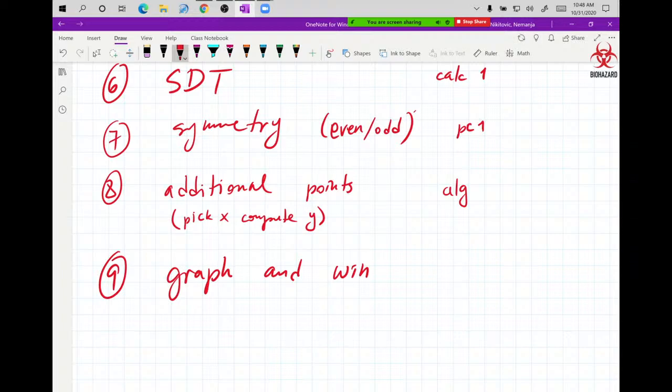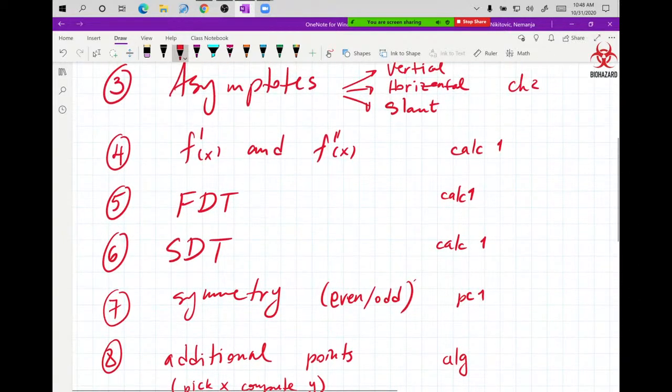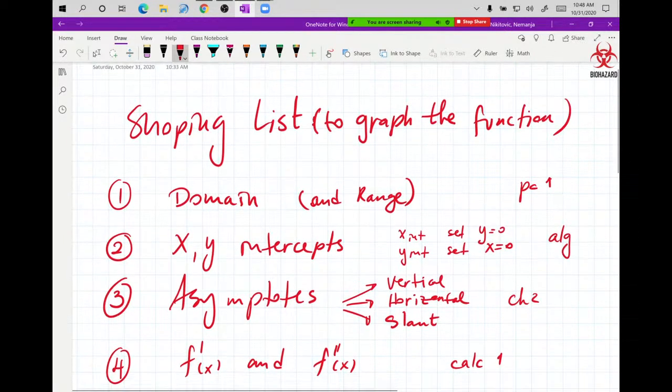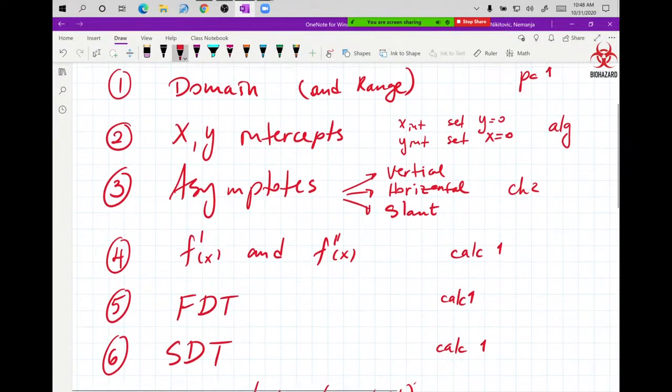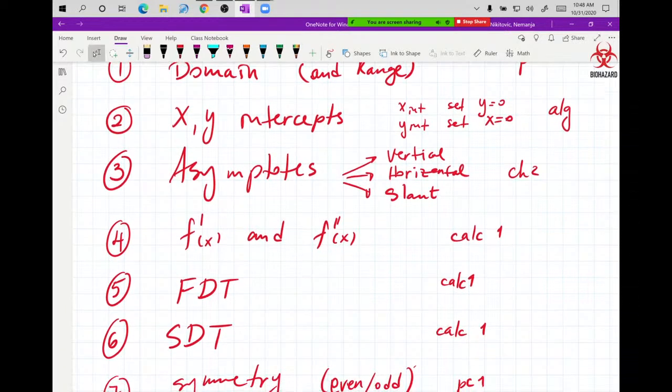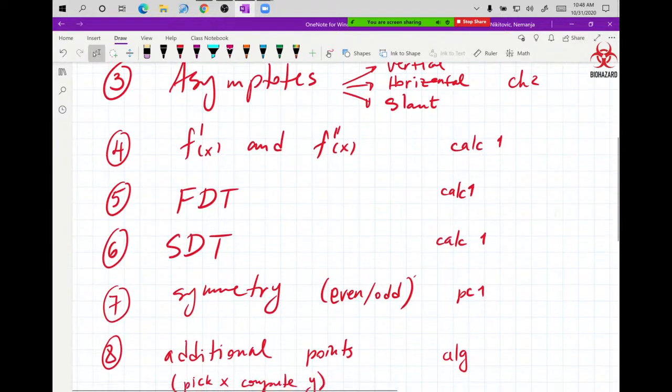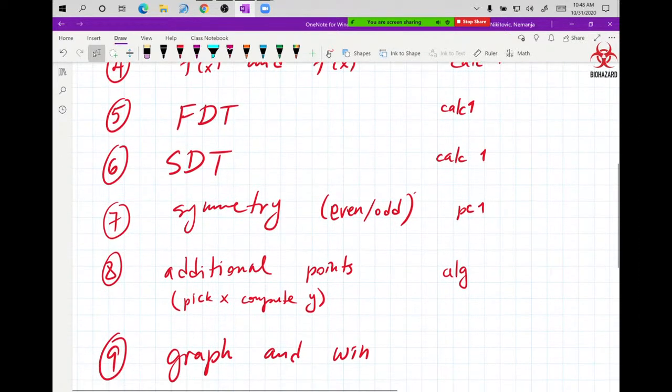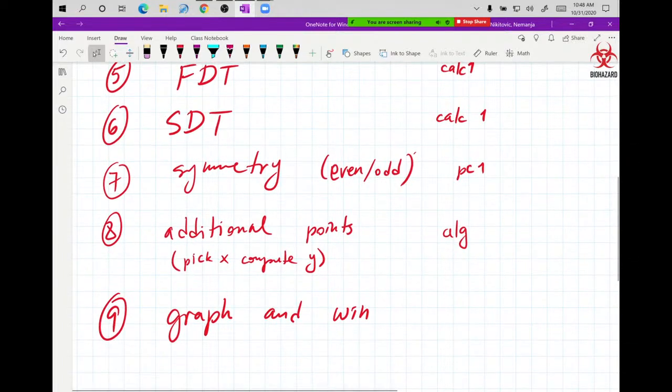When you separate these into their individual calculations, I believe it works out to be 13 different calculations. So we have domain, x, y intercept, 3 asymptotes, 2 derivatives, we're up to 8. First, second derivative test, we're up to 10. Symmetry, 11. Additional points, 12. And the graphing is on the 13th. Yeah. So you're not always going to have all of them, but these problems can easily take like 30-40 minutes.